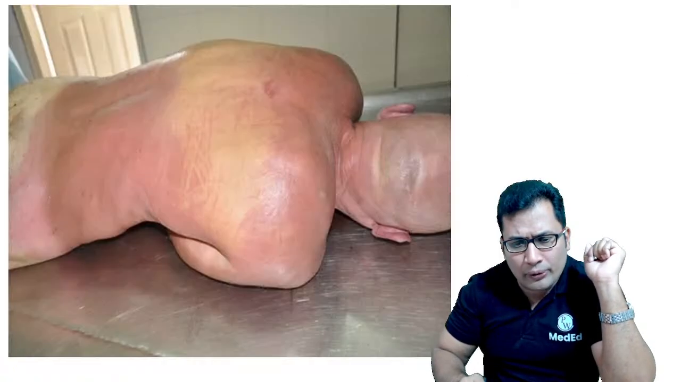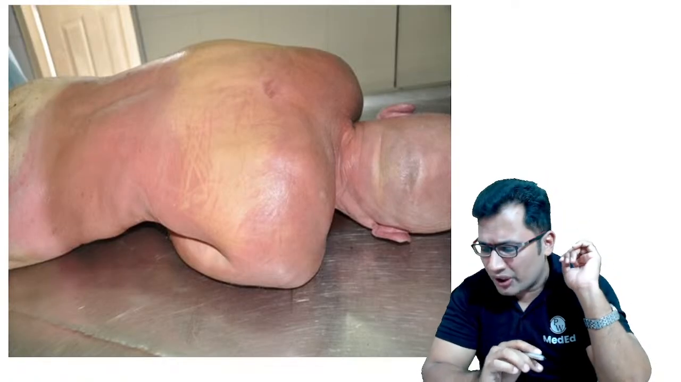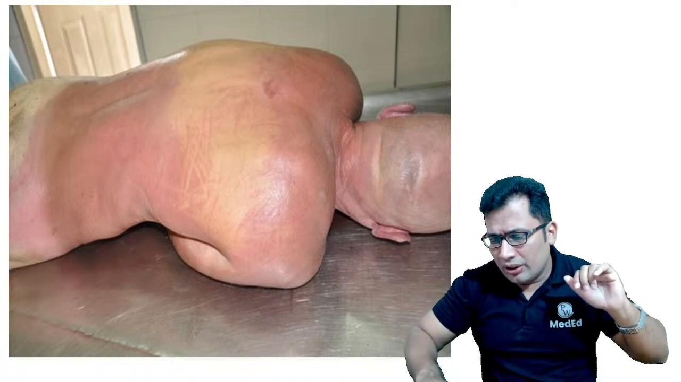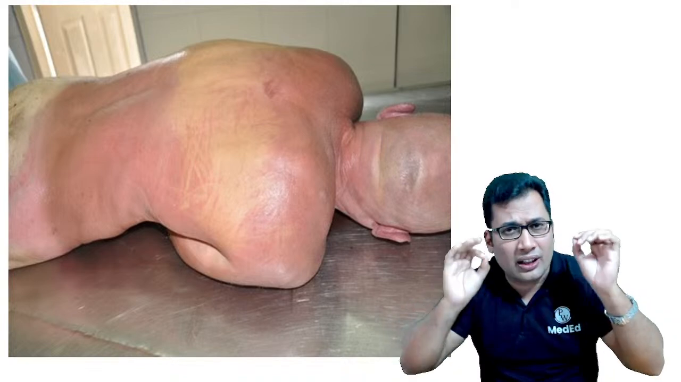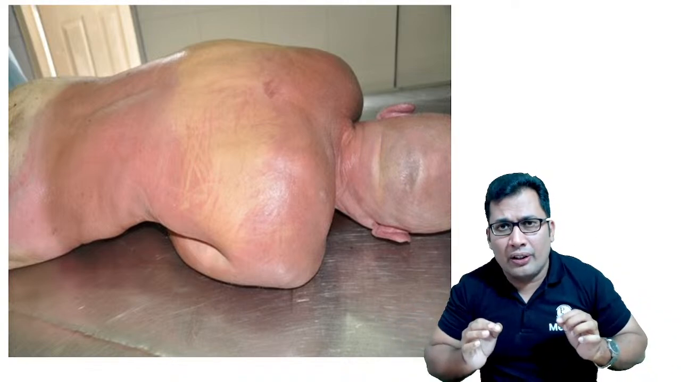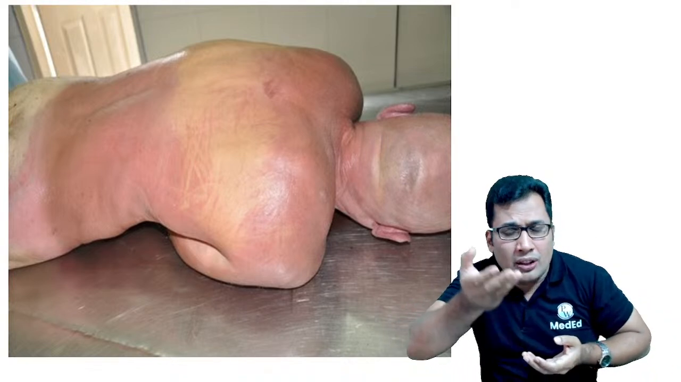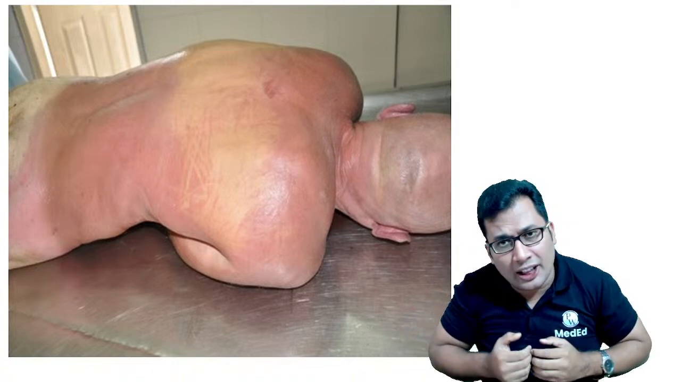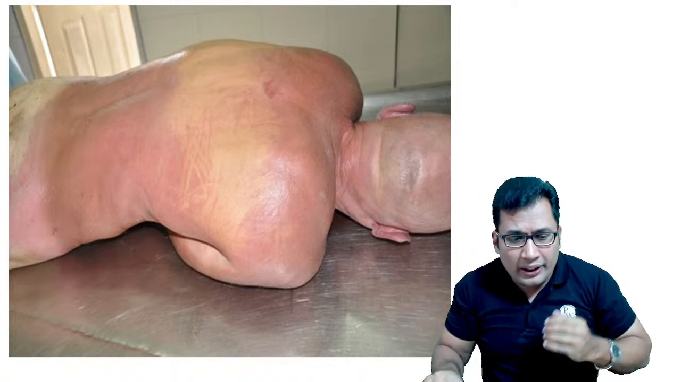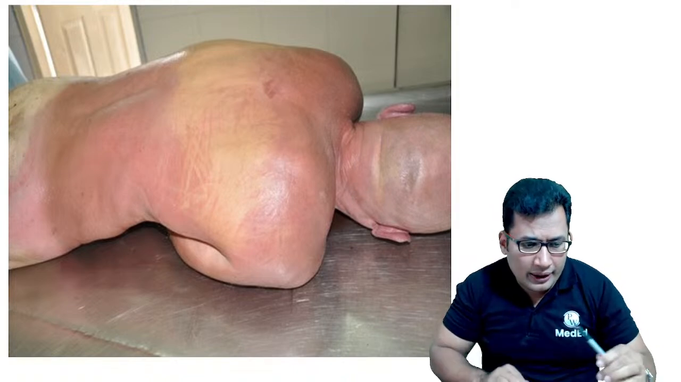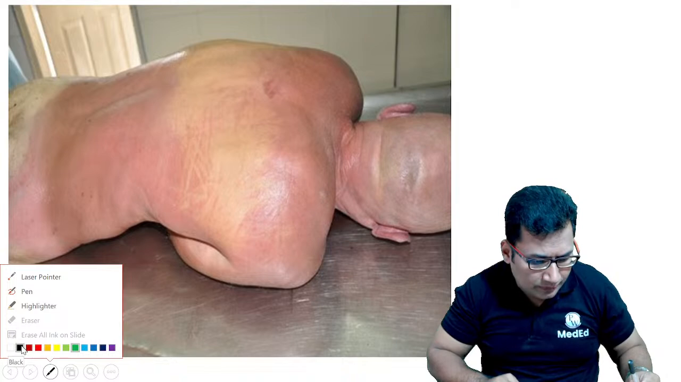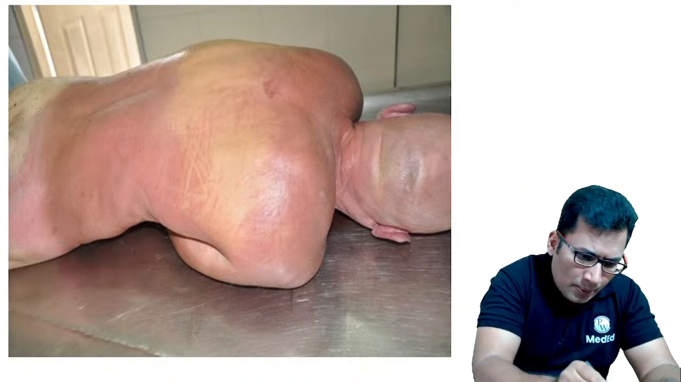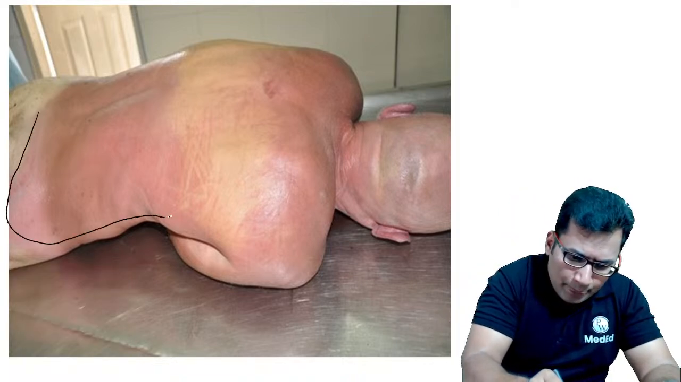Let me discuss a few points about postmortem staining. Students, postmortem staining is an early postmortem change. When a person dies, the blood collects in the dependent area. So here we can clearly see postmortem hypostasis.